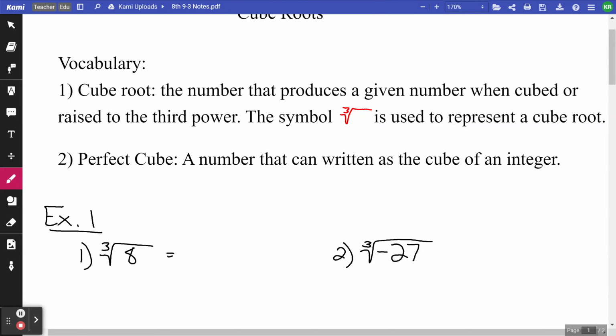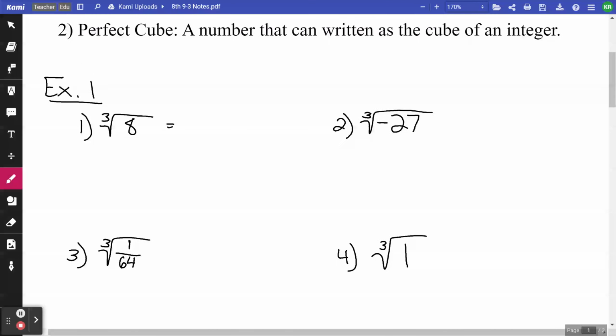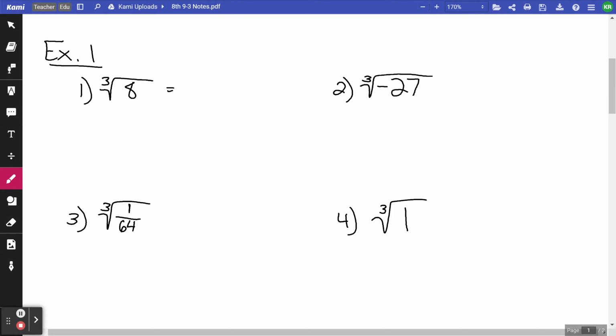So the cube root of 8, right? The cube root of 8, what number do we multiply 3 times to get 8? And that would be 2. So we think, right? You think 2 to the 3rd power is 8. So the cube root of 8 is 2.